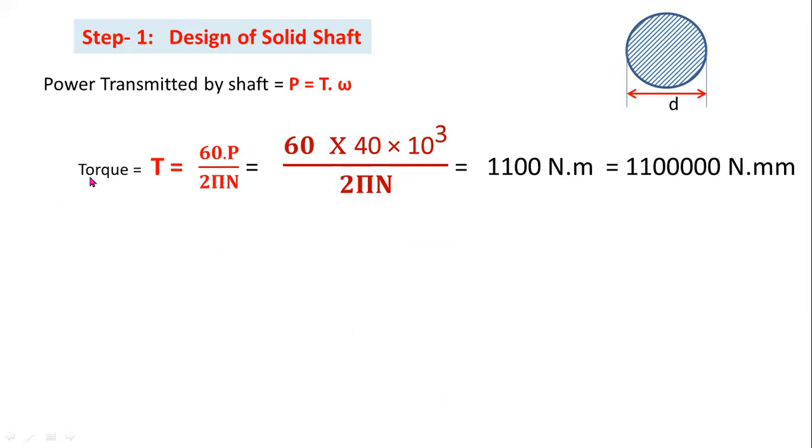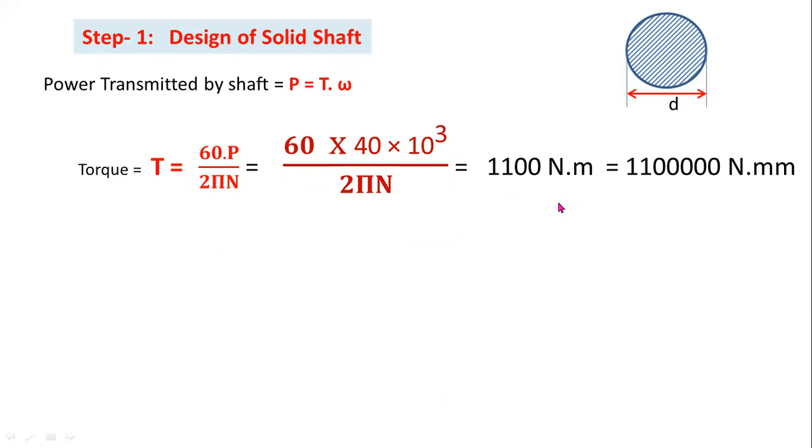Okay, this is the mean torque. From this equation, you can get the value of mean torque T. Already we know that power P equals 40 kilowatts and n equals 350 rpm. After substituting the value of power P and speed, you can get the value of torque T. Torque T equals 1100 Newton meter.